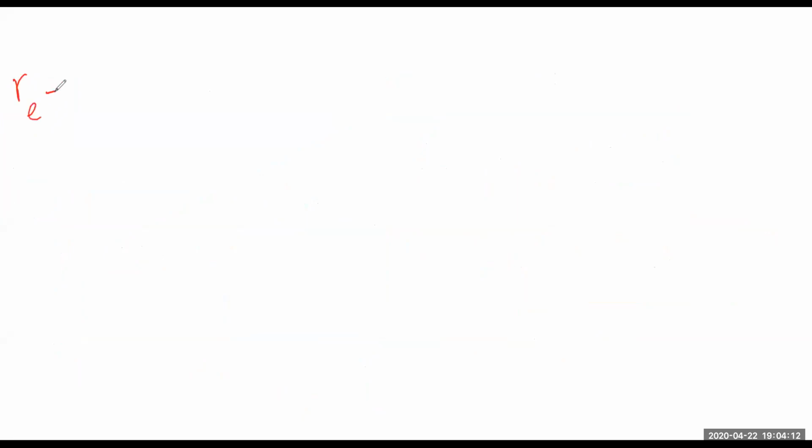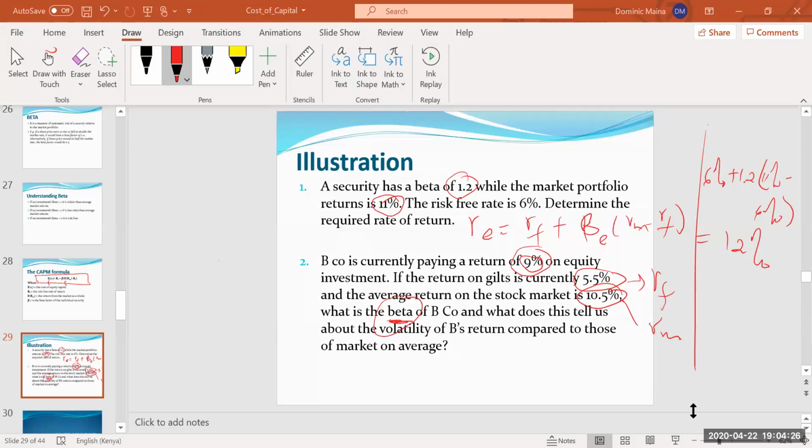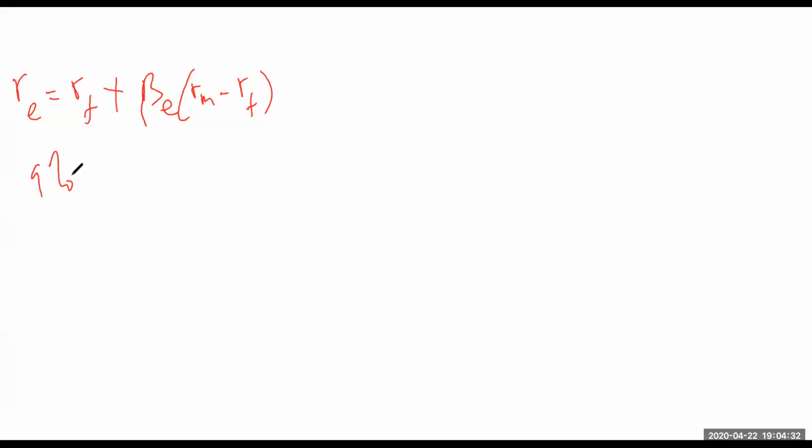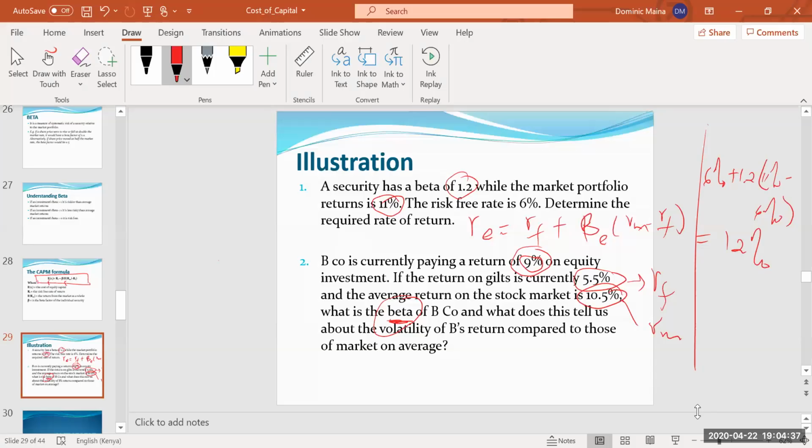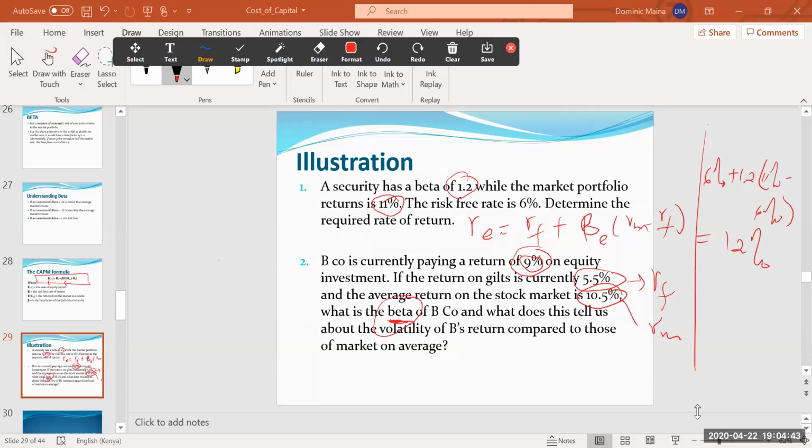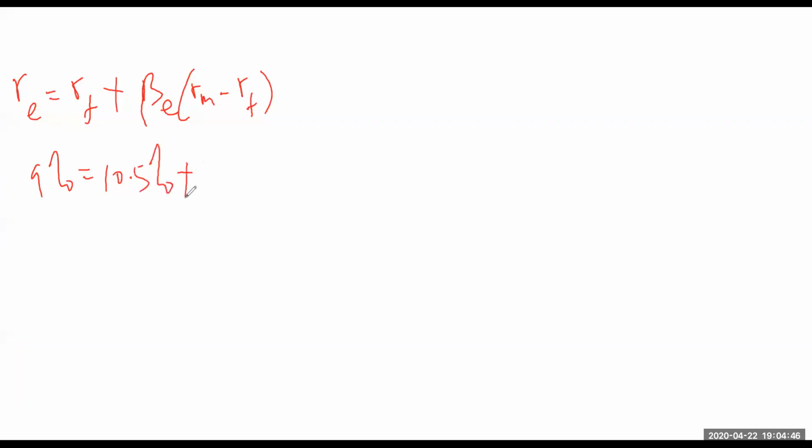Therefore, the cost of equity, the return of the equity shareholder, is the risk-free rate plus beta coefficient times (RM minus RF). The return for this particular security, we have been told, is equal to 9%. So 9% is equal to the risk-free return from the government-issued security, which you've been told is 10.5%. We are being asked to get the beta, the equity beta for the security.